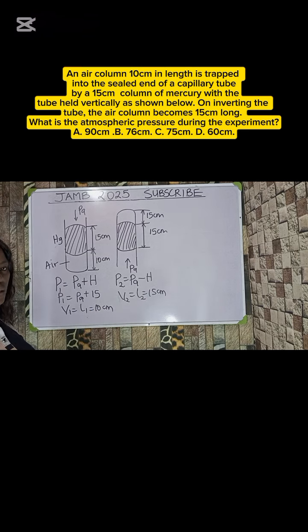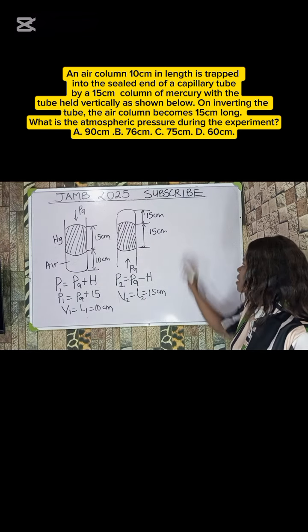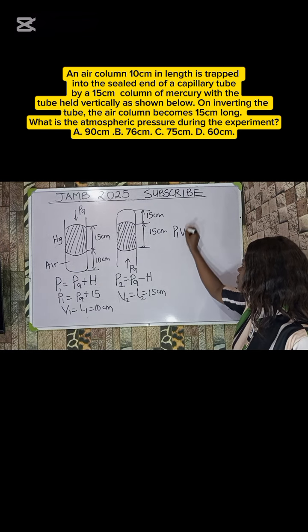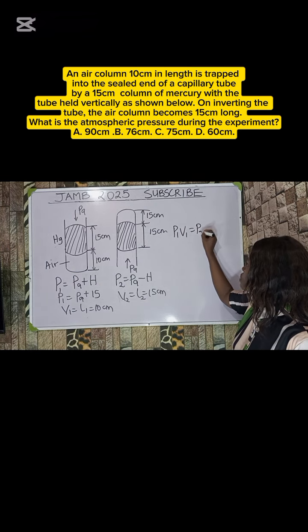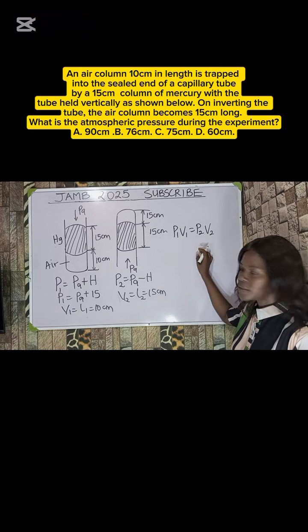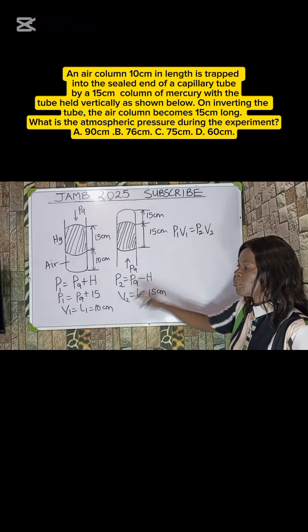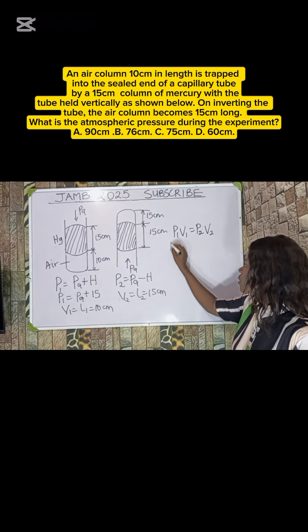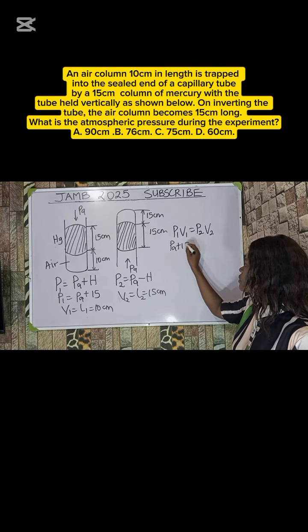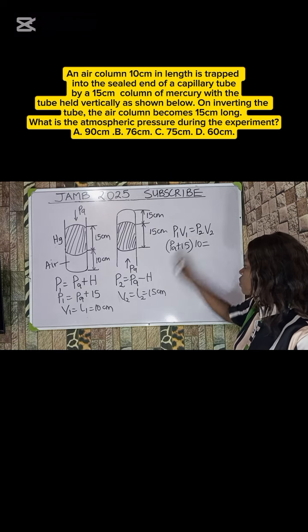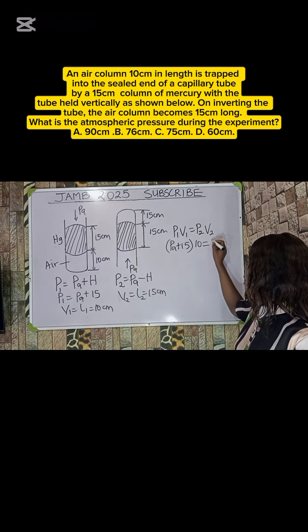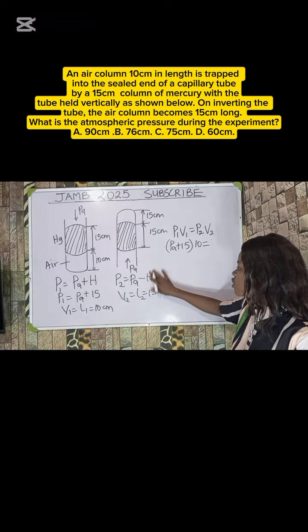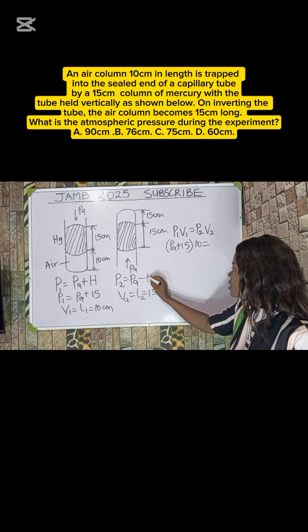So let's use Boyle's law to solve the problem by stating that P1 V1 is equal to P2 V2, right? So what is my P1? My P1 is PA plus 15, so I have PA plus 15, then bracket 10, is equal to, my P2 is PA minus H, right? Okay, sorry, this my H here is 15.